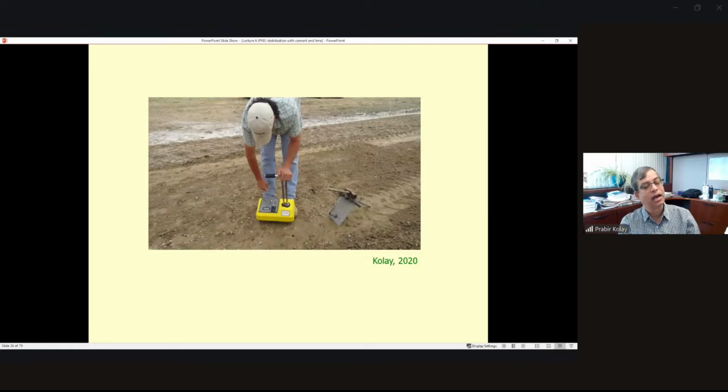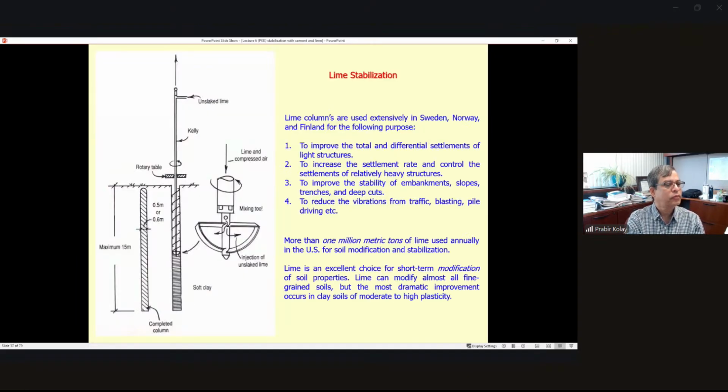So here, this is the nuclear gauge test, to determine the field density. You can use any method. You can even use a core cutter or a sand replacement method or water replacement method, or a rubber balloon method. So for lime stabilization, as I mentioned, most of the time it is mixed in. This one is just shallow mixing. There is deep mixing. You can make a lime column also. So these are the different equipment.